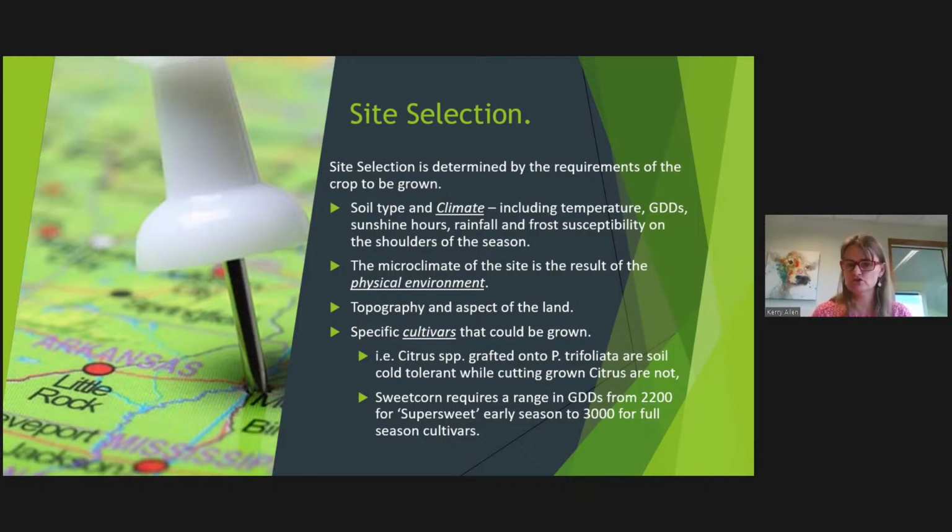For example, citrus, they don't like cold, wet soils. So they need to be grown where there's warm, non-wet soils. Sweet corn, for example, requires 2,200 growing degree days. So you need to be growing in areas where that occurs, otherwise it won't get full maturity.